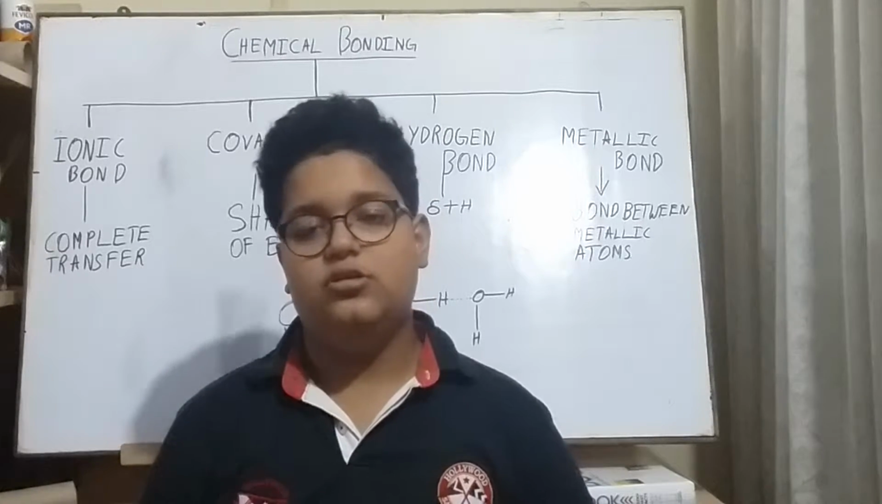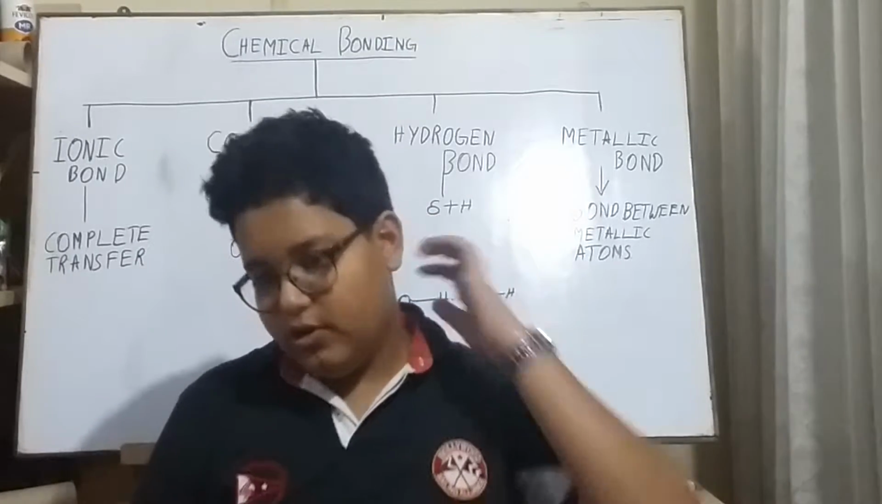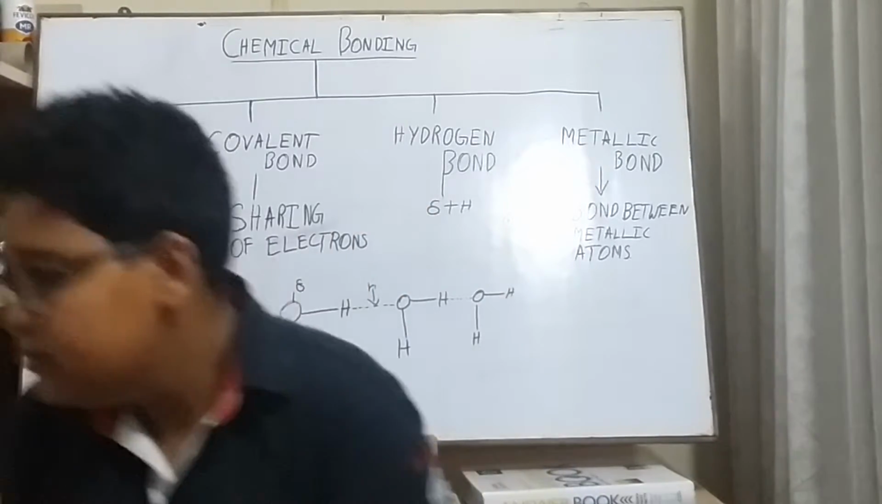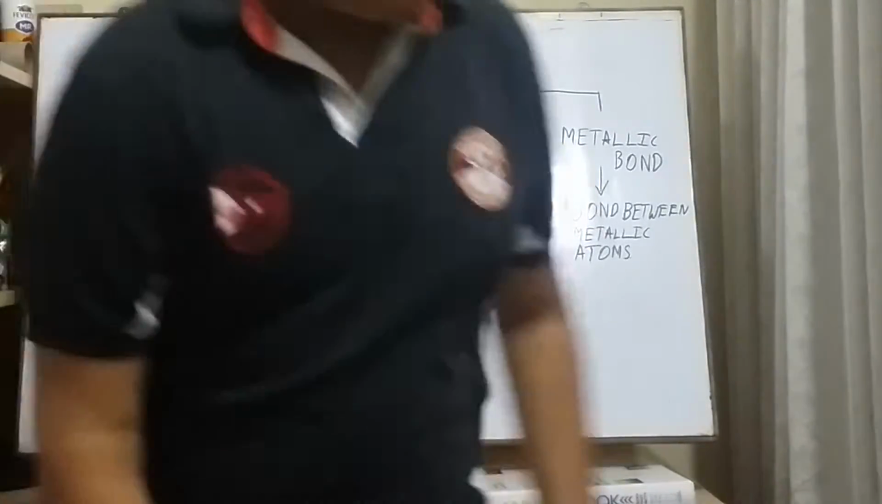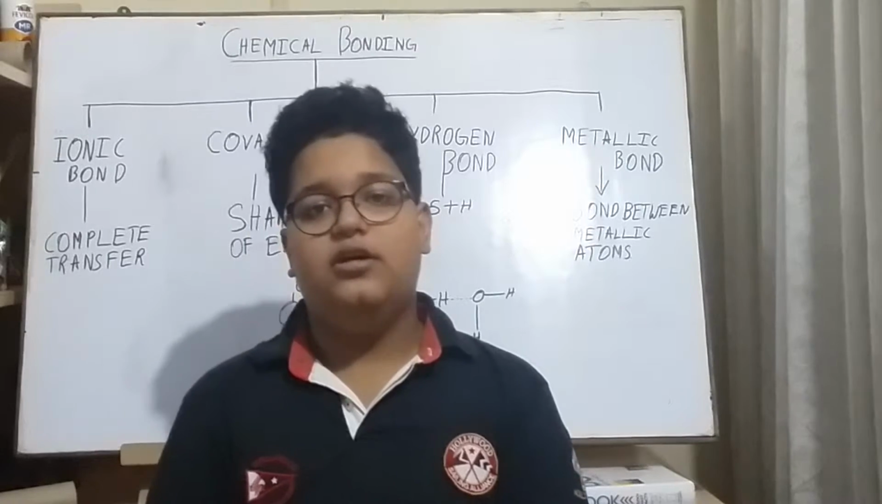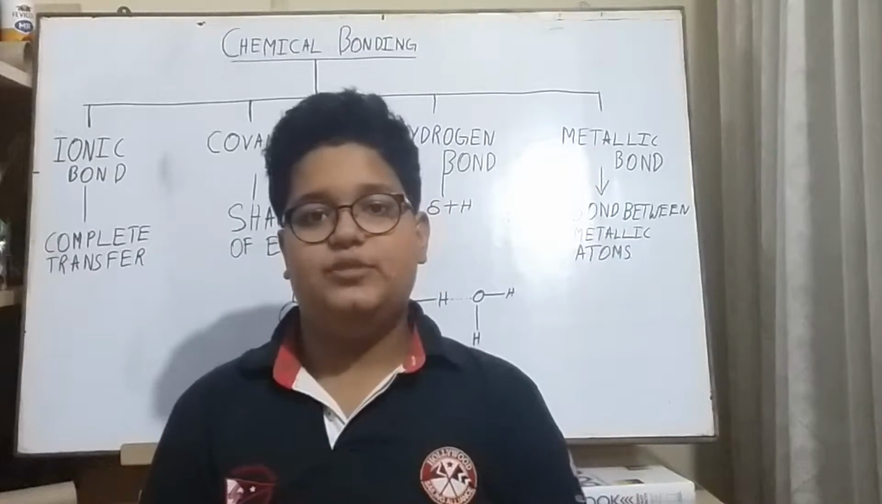Ionic bond is also known as electrovalent bond. Now there is the next bond called the covalent bond. The covalent bond is a different type of bond where sharing of electrons takes place.